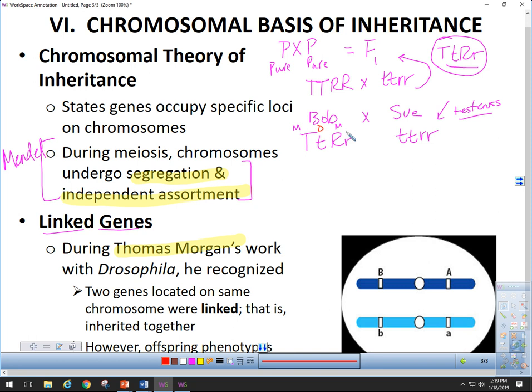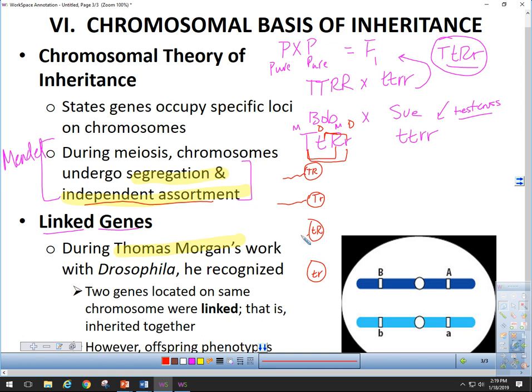The same thing applies to Sue, but I'm really just going to use Bob to illustrate this for you guys. According to Mendel's law of independent assortment that we went over last week in class, when Bob makes a sperm, he's going to make four possibilities. He could pass on the big T with the big R, the ones he got from his mom, or he could pass on the big T with a little r, or the little t with a big R, or the little t with a little r. These are his four possibilities according to Mendel and what we did last week.